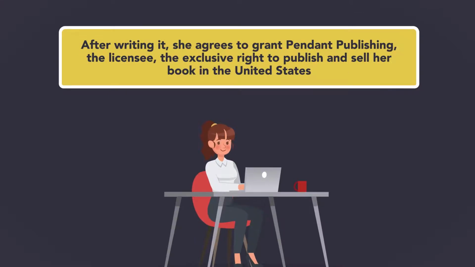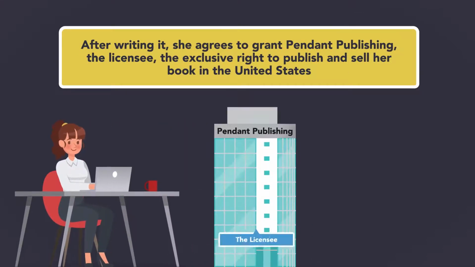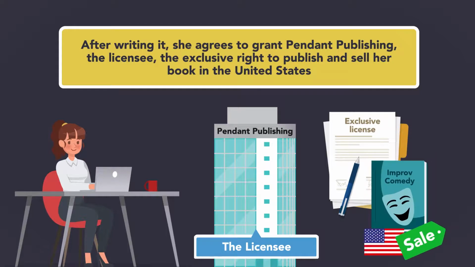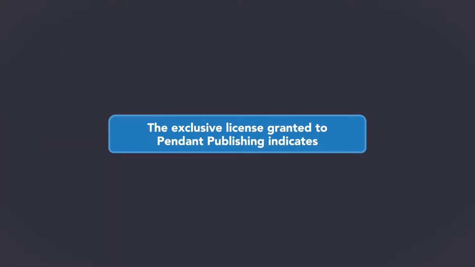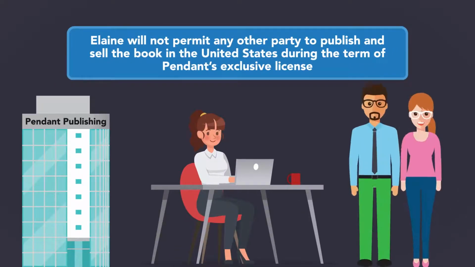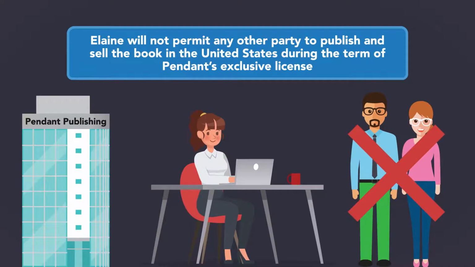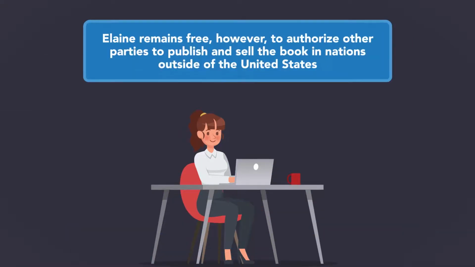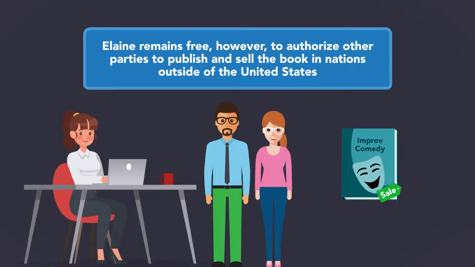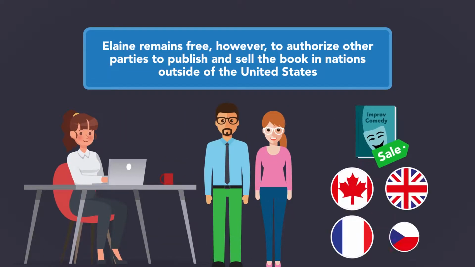After writing it, she agrees to grant Pendant Publishing, the licensee, the exclusive right to publish and sell her book in the United States. The exclusive license granted to Pendant Publishing indicates that Elaine will not permit any other party to publish and sell the book in the United States during the term of the Pendant's exclusive license. Elaine remains free, however, to authorize other parties to publish and sell the book in nations other than the United States.